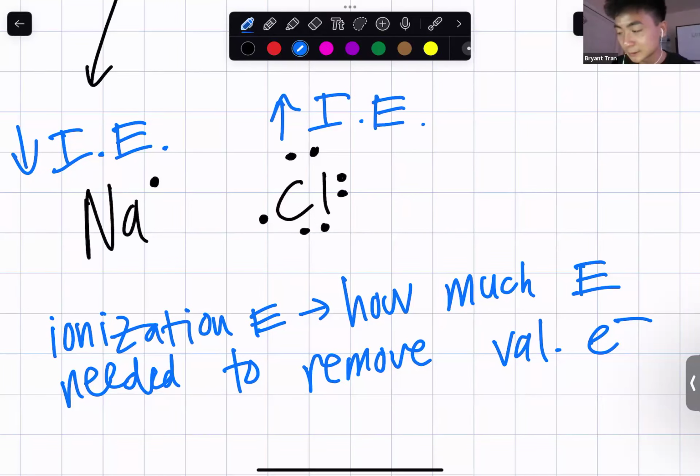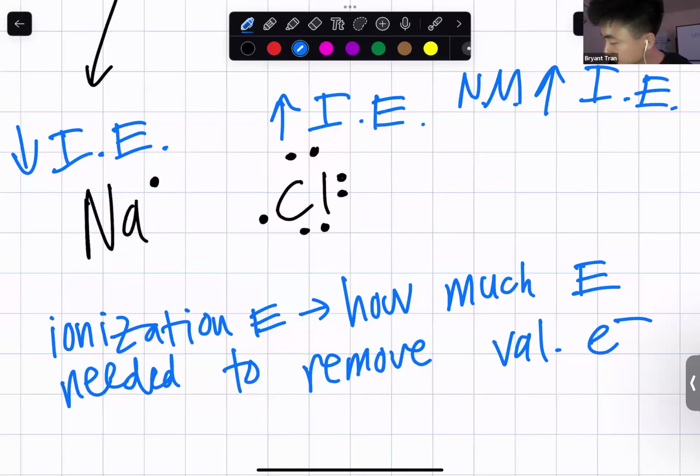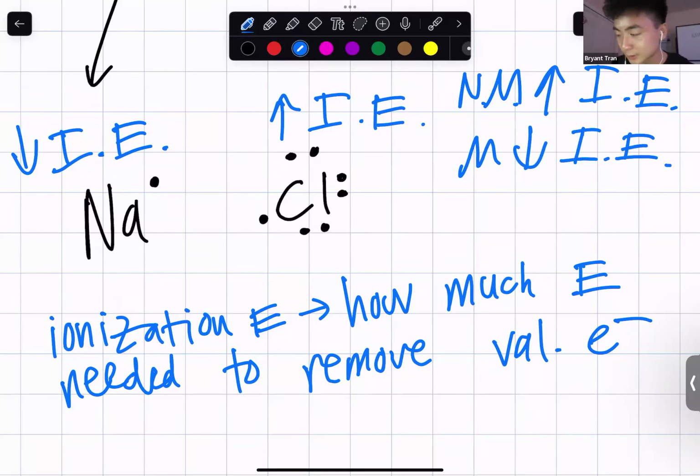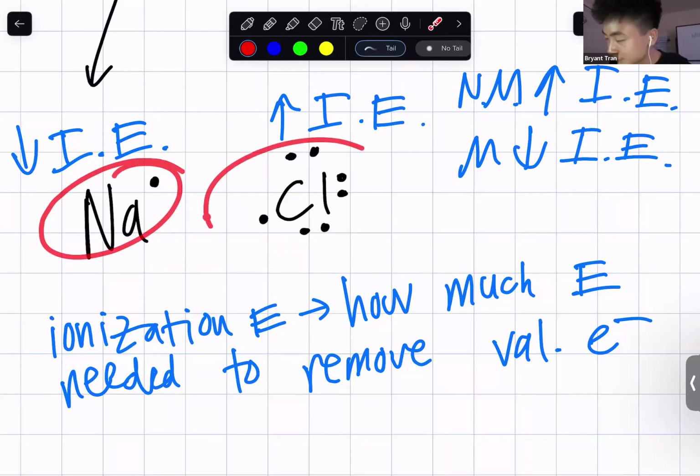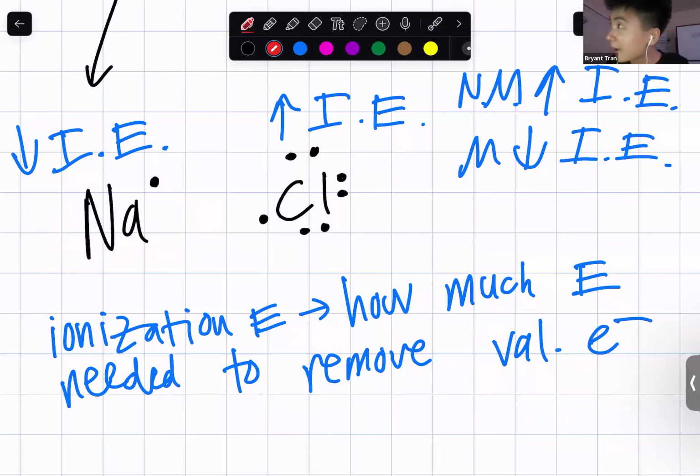That's why in Fahrenheit's notes, non-metals (NM) will have high ionization energies, and metals (M) will have low ionization energies, right? Because metals want to lose their electron, non-metals want to keep their electrons and gain an electron. Now, we can make a bond between the sodium and chlorine because this sodium here can actually move its one electron to that chlorine right there.